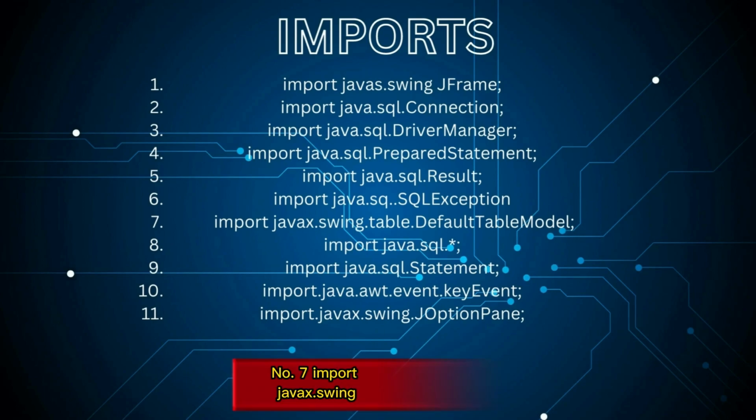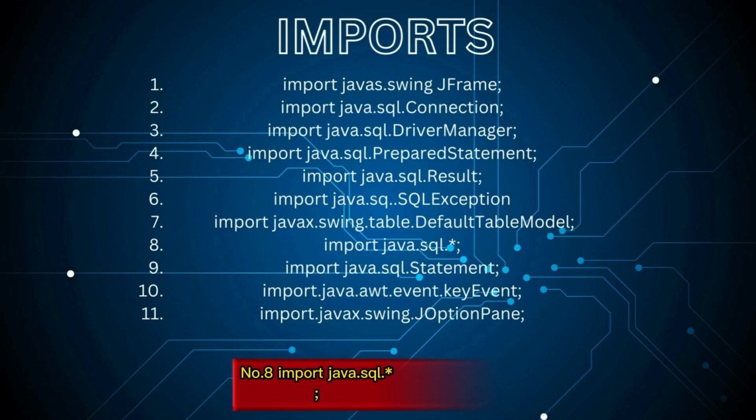Number 7. Import javax.swing.table.DefaultTableModel; This import statement is used to import the DefaultTableModel class from the javax.swing.table package. DefaultTableModel is a subclass of the TableModel interface and provides a default implementation for managing tabular data. It is often used with JTable to display and manipulate data in a table format.